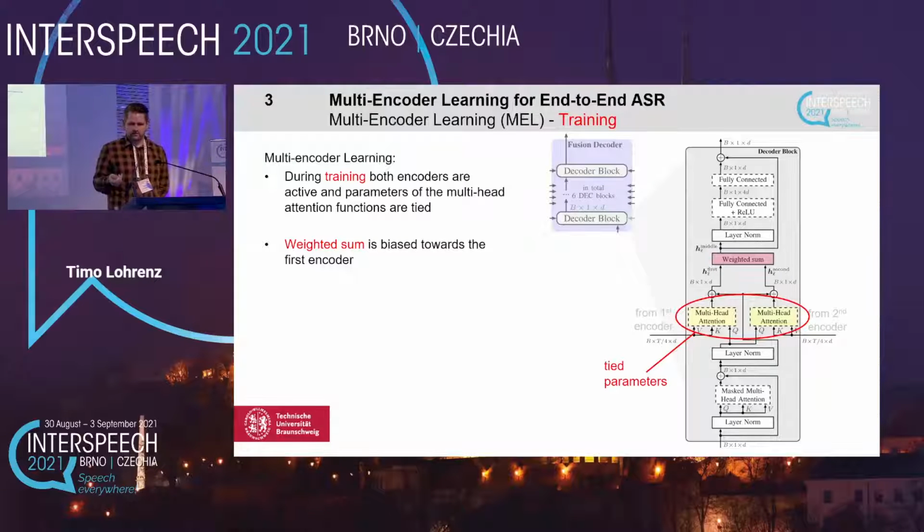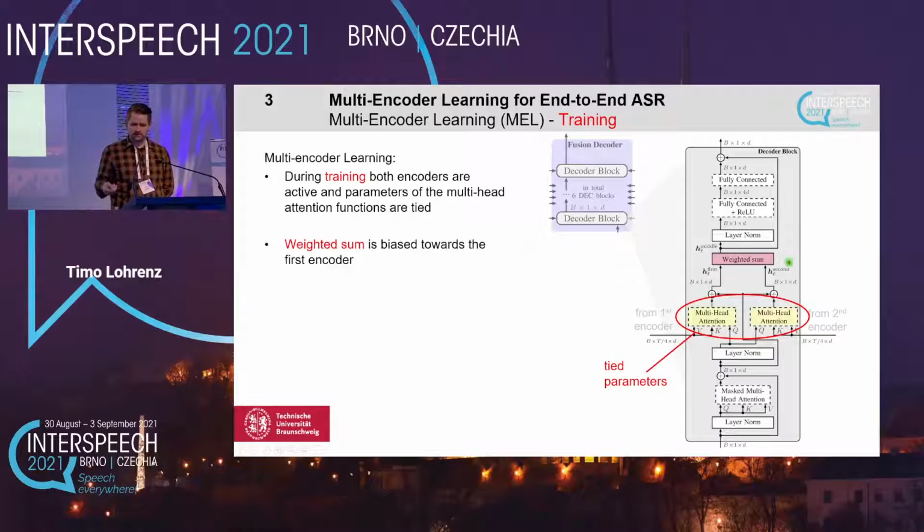Here we also use the setup like in middle fusion. So we have two encoders for each of the feature streams that is fed then into this decoder block. But for the multi-encoder learning, during training, we tie the parameters during learning, which means that both of these blocks here share the parameters, and which also means that both encoders have some influence on the learning of these weights.